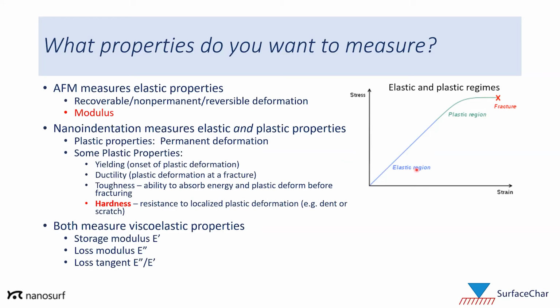Nanoindentation can measure both elastic and plastic properties, where the plastic regime is where you have permanent deformation. So some plastic properties you may be familiar with are properties such as yielding, ductility, or toughness, and hardness, which is the resistance to localized plastic deformation, is the one that the nanoindenter measures, in addition to the elastic properties that it can also measure.